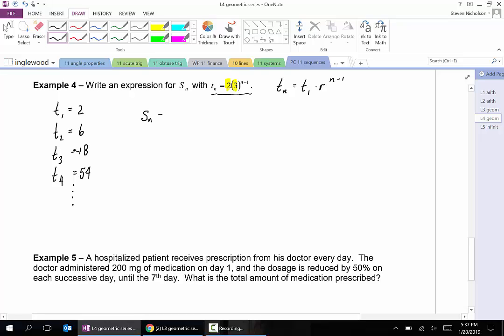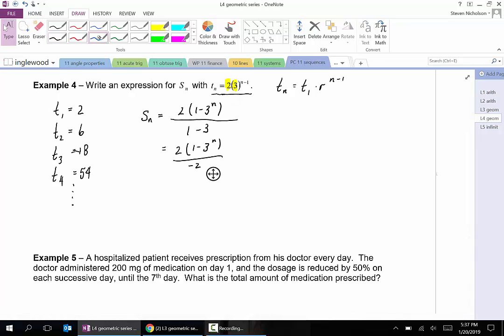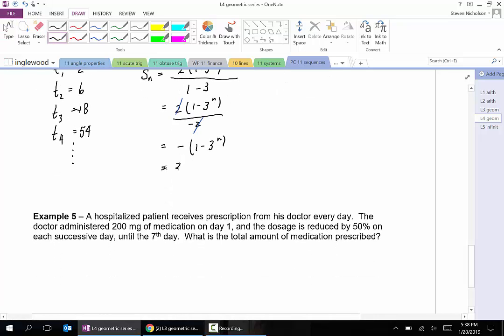So S of n is equal to T1 times 1 minus 3 to the n over 1 minus 3. And this turns into 2 times 1 minus 3 to the n over negative 2. And the 2's cancel out. And I have negative 1 minus 3 to the n. And if I distribute the negative, I have 3 to the n minus 1.